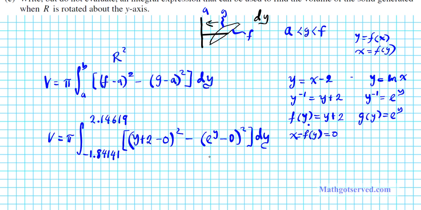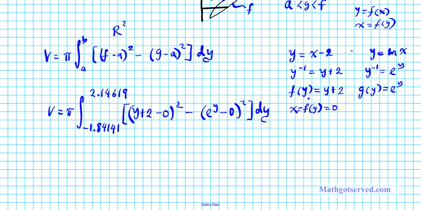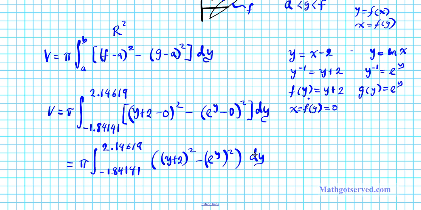One thing you want to note is that all your variables have to agree. You have y, and that's good. Let's write it nicely. This is not necessary, but I just want to make it look pretty. So you have the integral from negative 1.84141 to 2.14619 of y plus 2 quantity squared minus e to the y squared dy. If you left it like that, you get full credit.